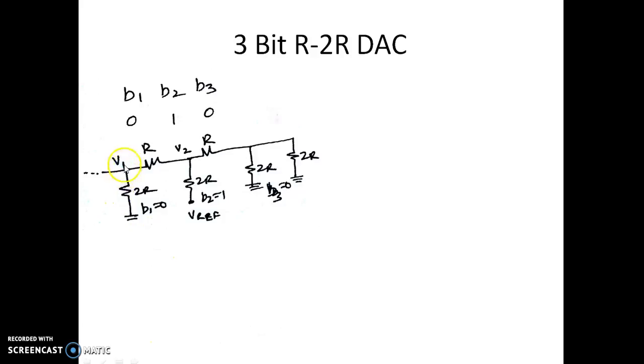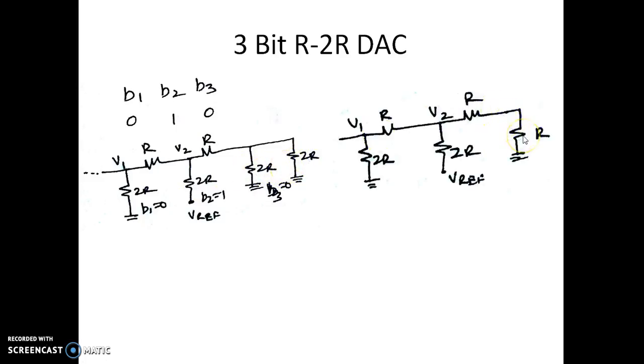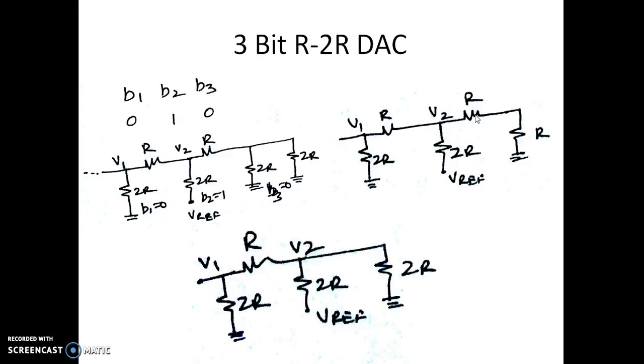Again, we'll estimate the value of V1, and that multiplied by the gain happens to be the output voltage. We have B2 as 1 and the other two are grounded. As you know, these two are in parallel and can be represented by a single resistor R here. Now this R and this R are in series, and can be represented by 2R. Looking into this node V2, towards the right, we have a 2R resistor and then a V reference connected.